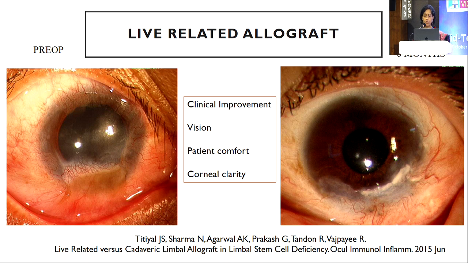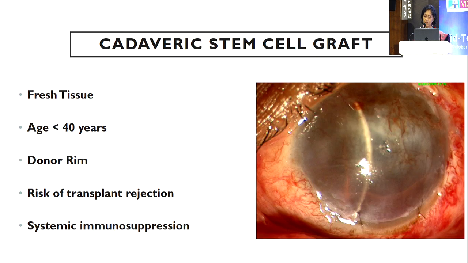So these are examples of live related allografts, and here again the periphery may not look very healthy, but what you're looking at is basically the center of the cornea, that it should become clear, transparent, and the vision should be restored. Don't forget the benefit of cadaveric stem cell graft, a simple keratolimbal allograft with a donor lenticule, particularly if you have a young donor less than 40 years and fresh. So if this is what is available for a bilateral case, please go ahead and use it.